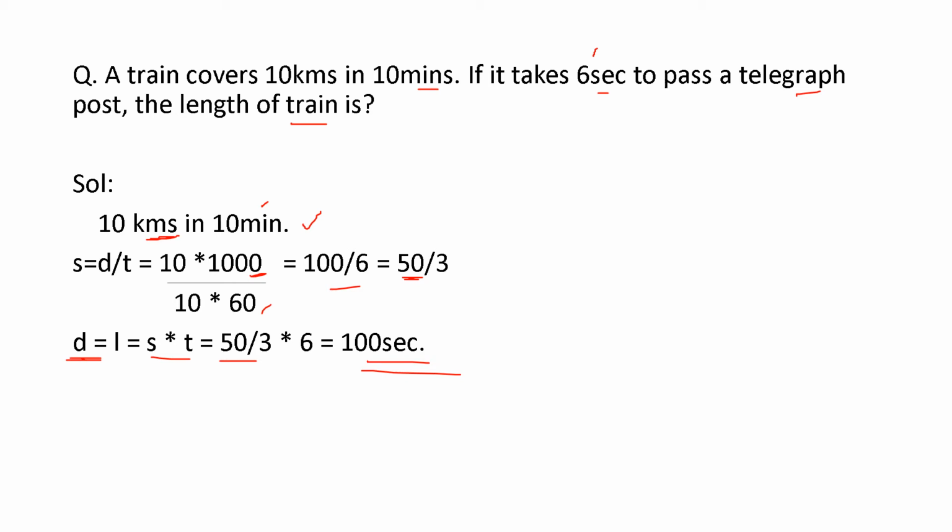Hope this is clear. The train covers 10 kilometers in 10 minutes, so kilometers, minutes, and here the time given is in seconds. So we have to make the units the same. For that, 10 kilometers into 1000 will become meters, and 10 into 60, minutes will become seconds. And you find the value of the length of the train.